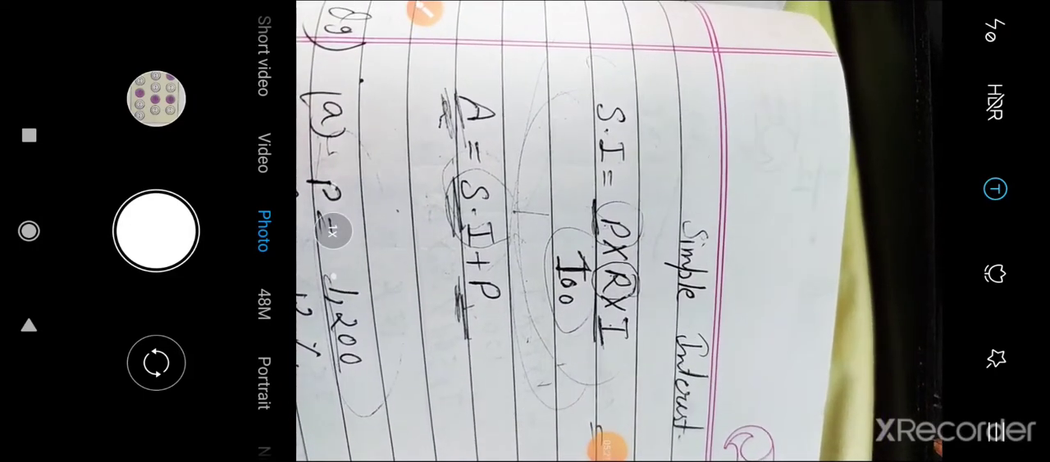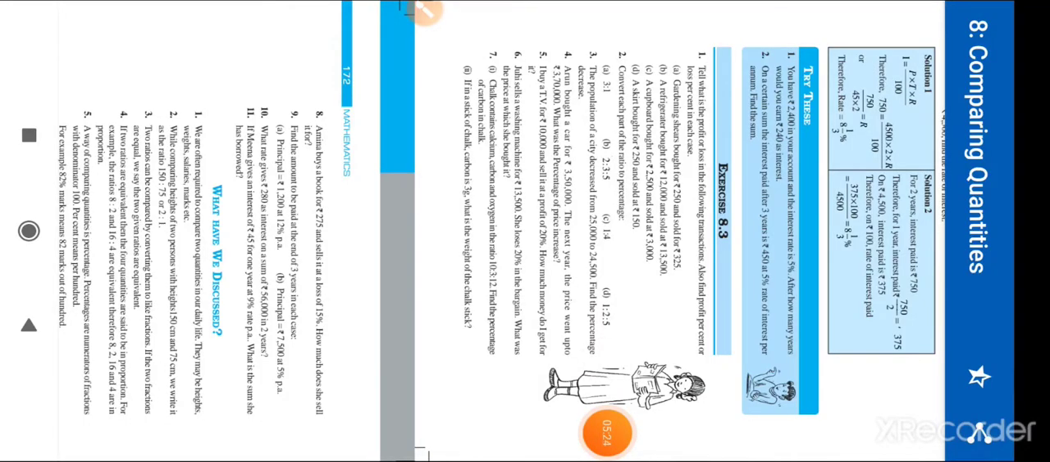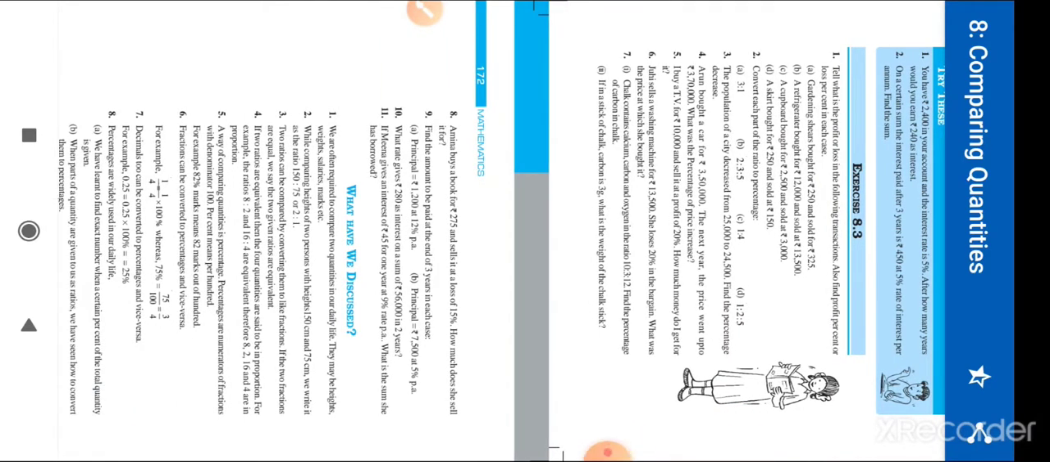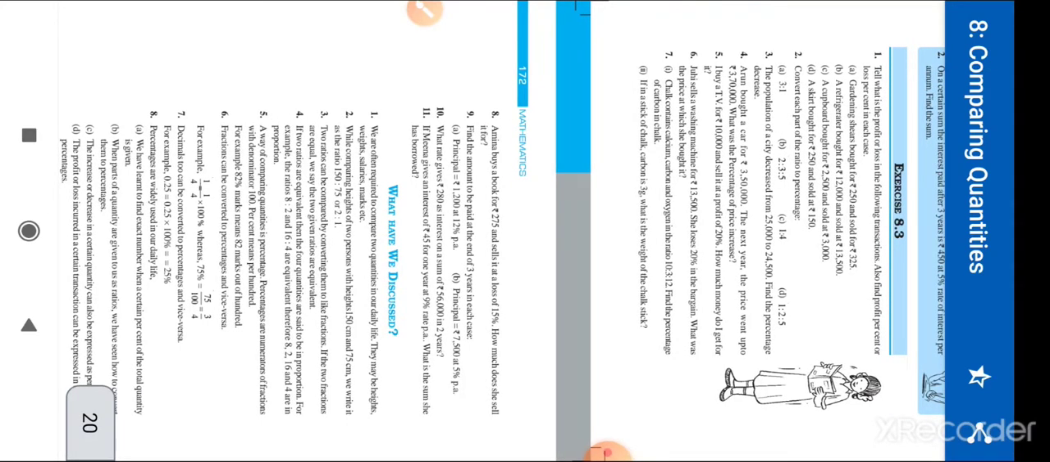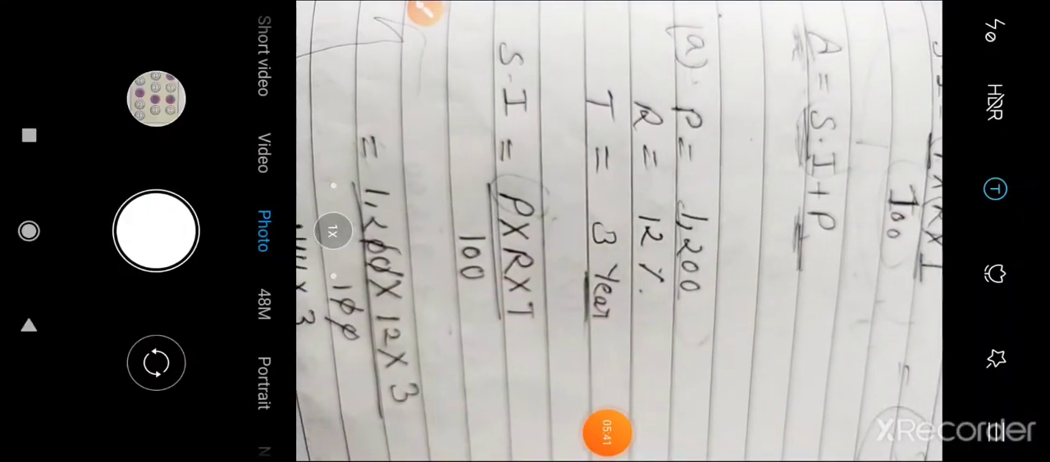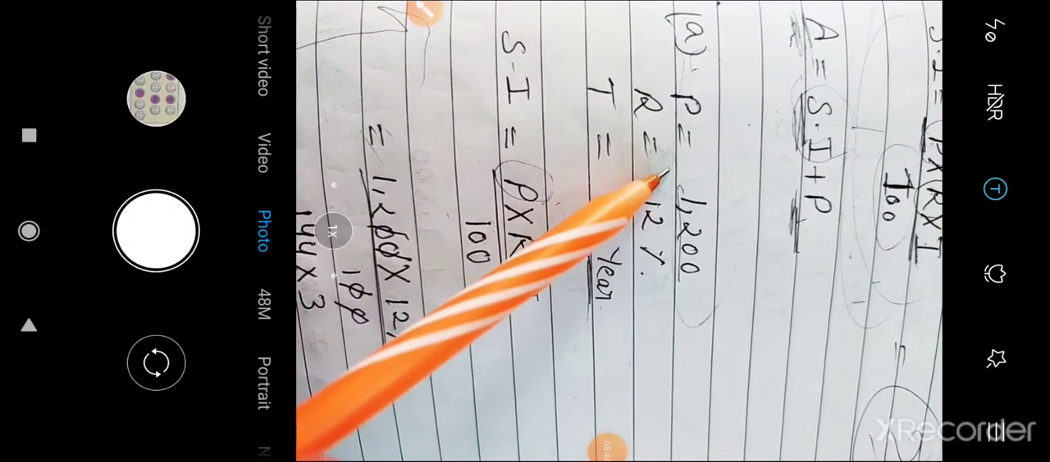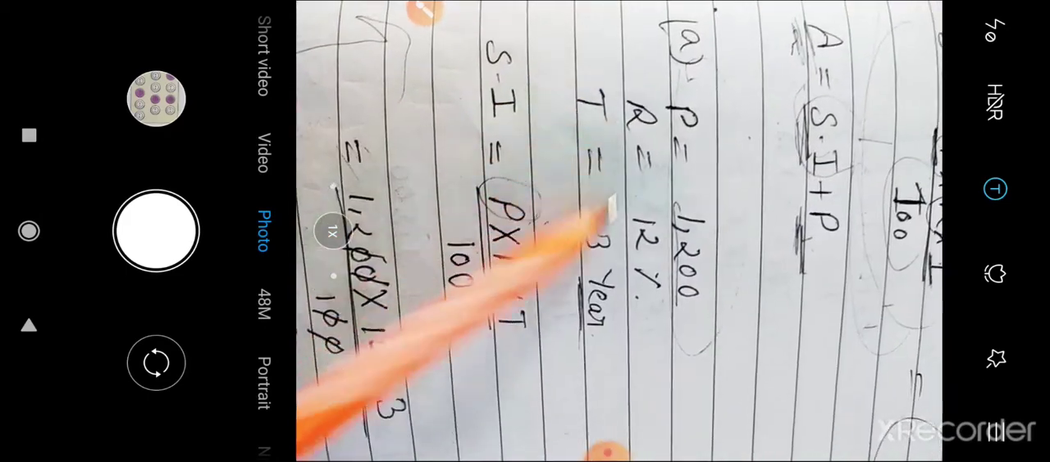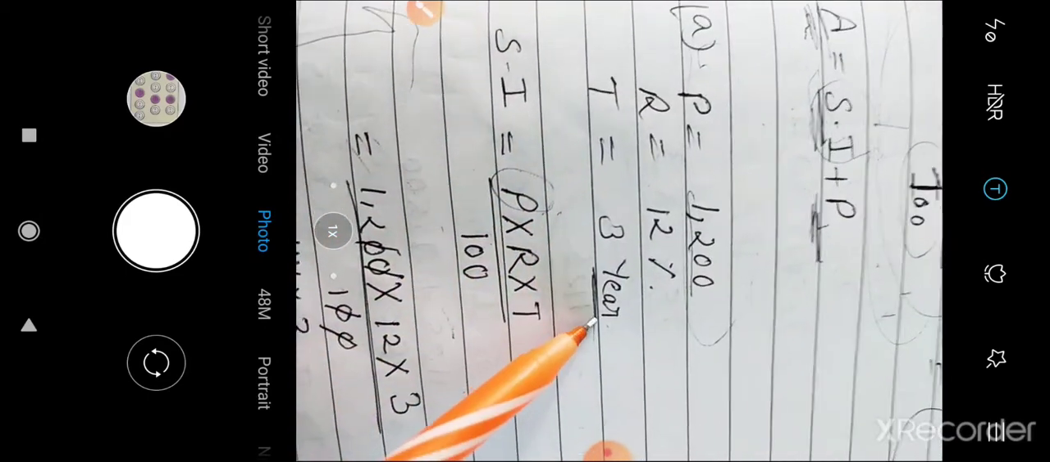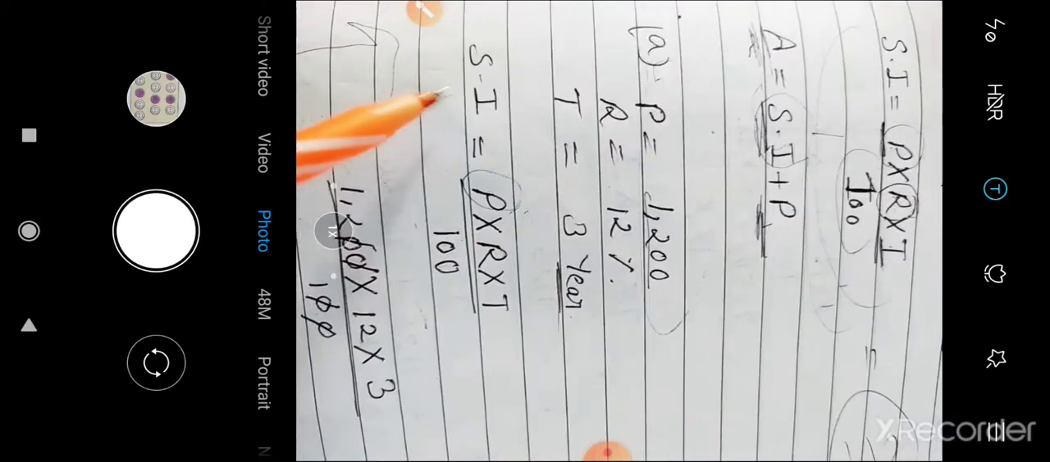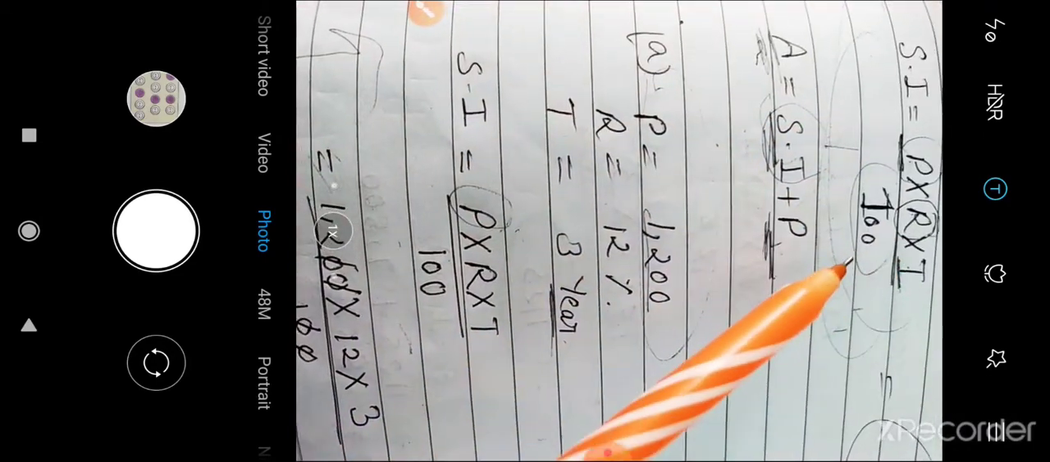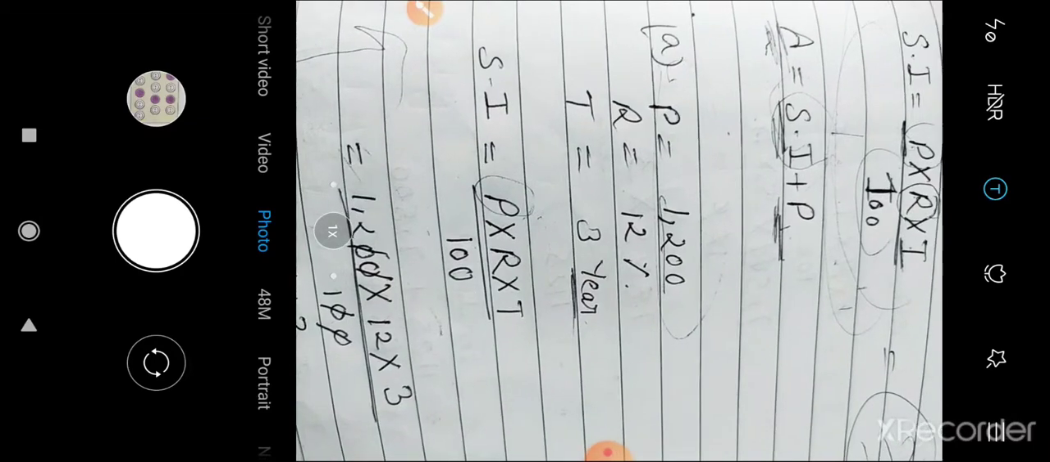Now we are going to start question number 9, and the ninth question is: Amina, find the amount to be paid at the end of 3 years in each case. Case 1, principal is 1200 at 12% per annum. It is given in the question that principal is rupees 1200, rate is 12% and time period is 3 years. For calculating the amount, first we have to find the simple interest. After that, we will calculate the amount from it.